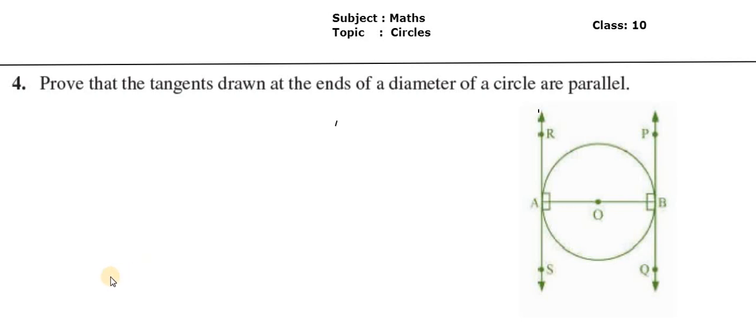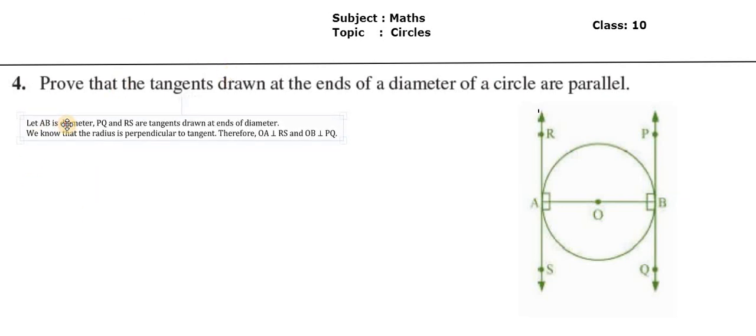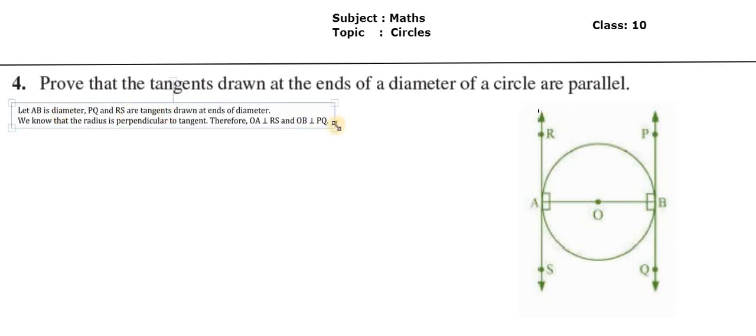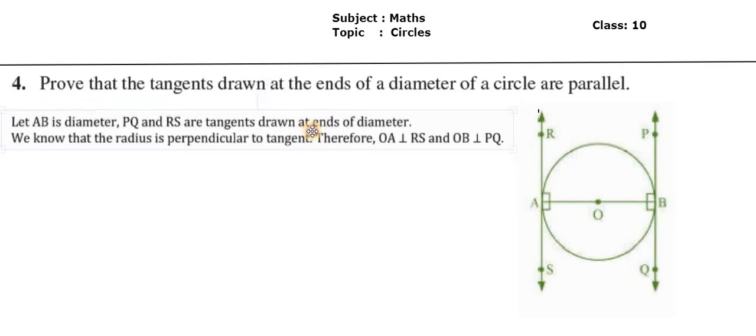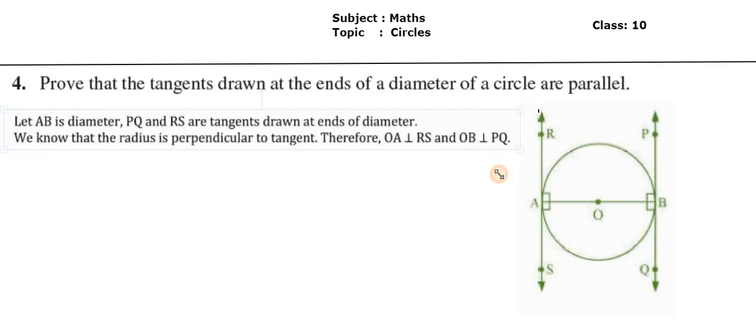We have to prove it theoretically by giving proper and valid statements and reasons. So how do we do that? We'll do that now. You may see that AB is a diameter. So therefore you can write here: AB is a diameter, and PQ and RS are the tangents to the circle.